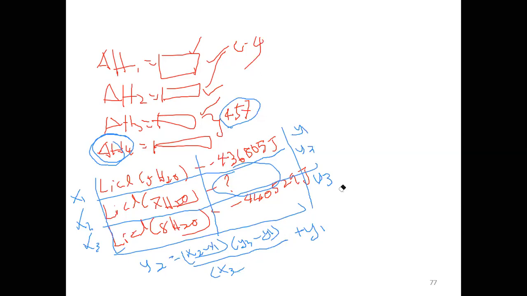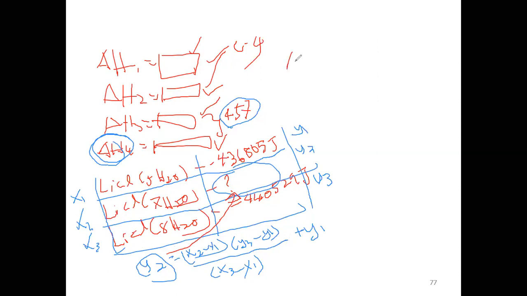This one is x1. So you can get y2, and you can get this one, H4. Okay, good job. After that you can add all the heat.